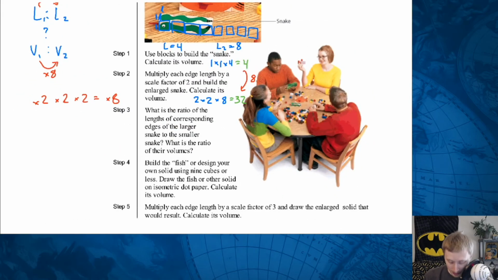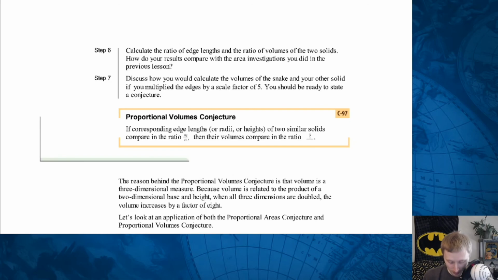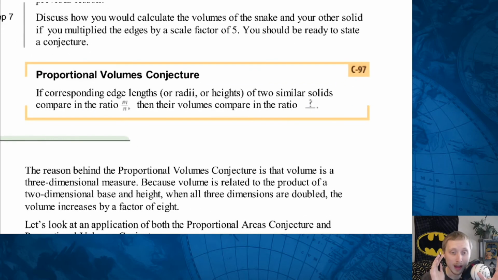So, we can conclude that if corresponding, let me underline here, right? If corresponding edge lengths or radii or heights of two similar solids compare in the ratio m to n, so that could be 2 to 1, it could be 5 to 7, doesn't matter what it is. They set it up as the 2 letters just so we can see the effects on both parts of it.